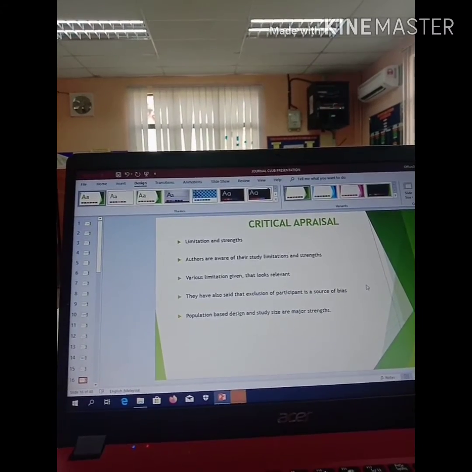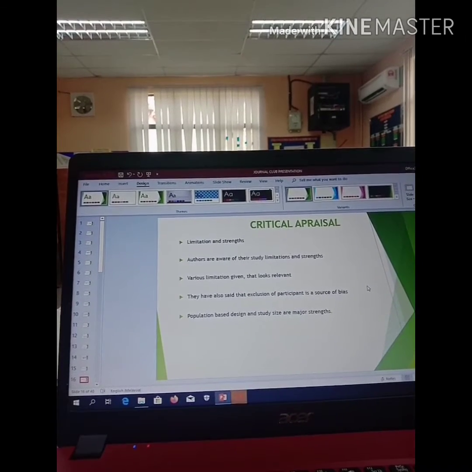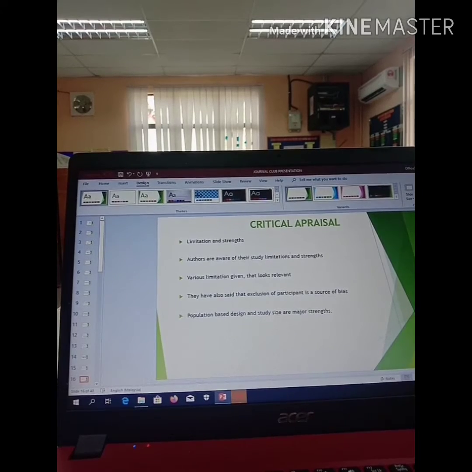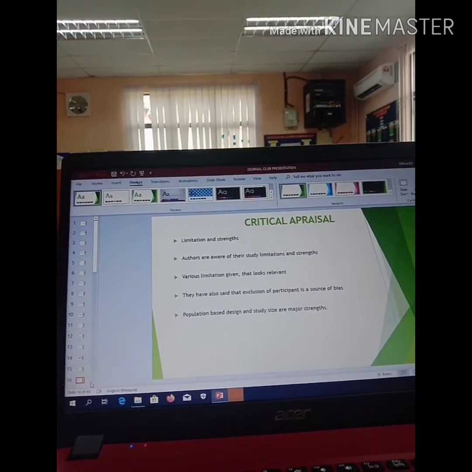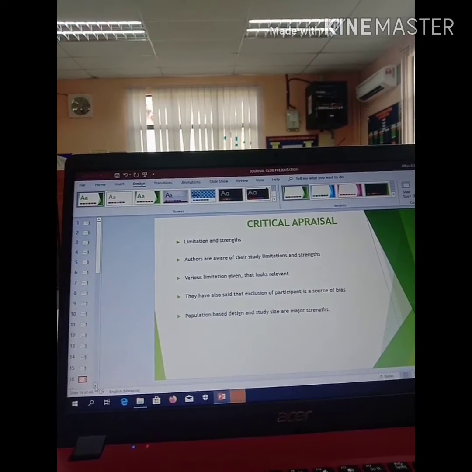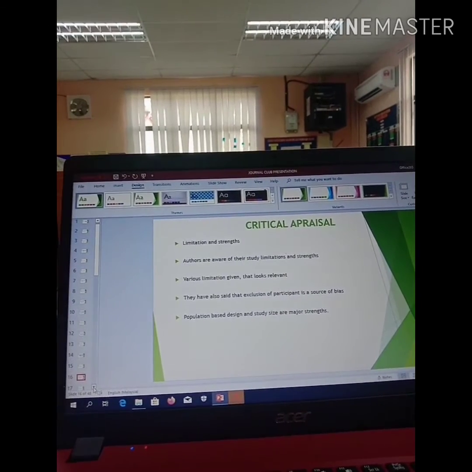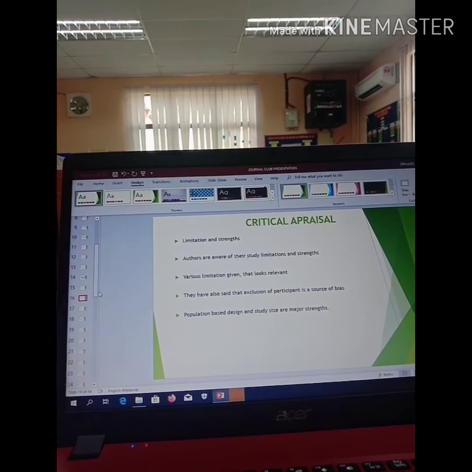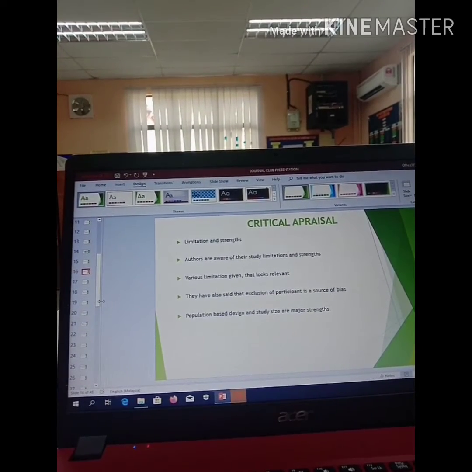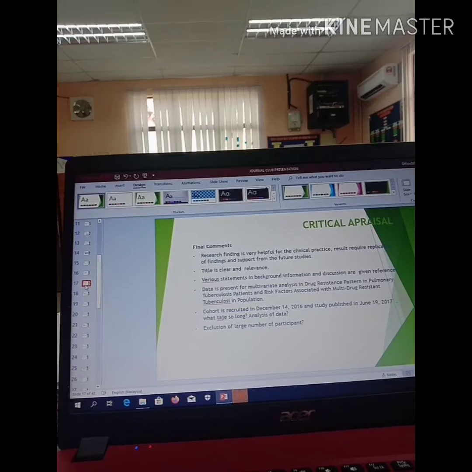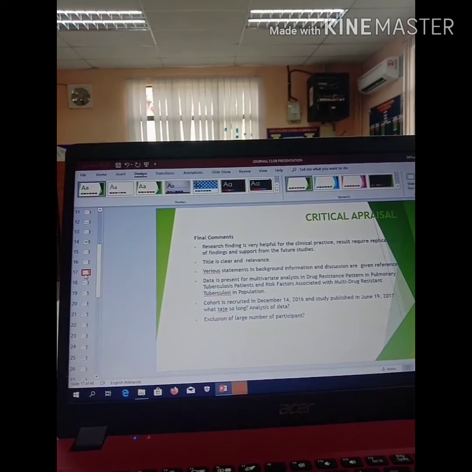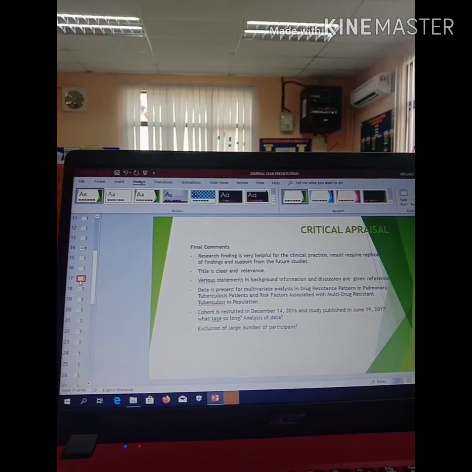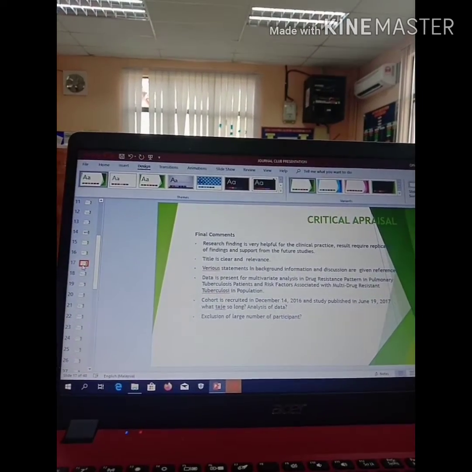Critical appraisal, limitation and strength: the authors are aware of their study limitations and strengths. Various limitations are given that look relevant. They have also said that exclusion of participants is a source of bias, and that the population-based design and study size are major strengths. Final comment: the research finding is very helpful for clinical practice. The result requires replication and support from future studies.